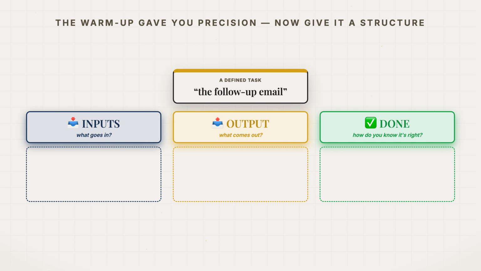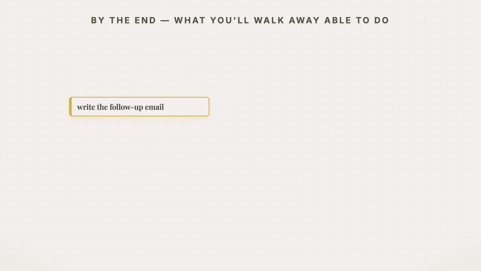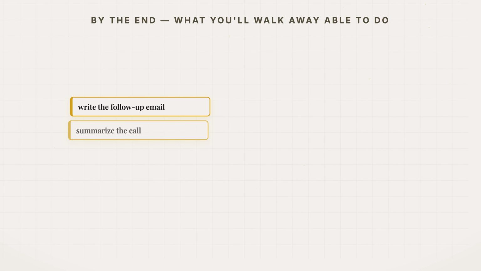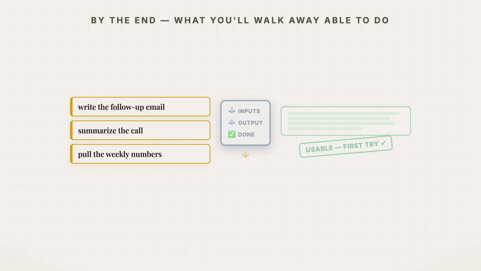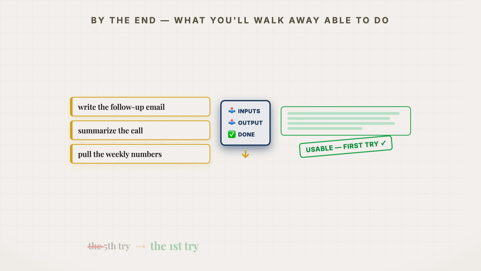Skip any one of them, and that one gap is exactly where the work goes wrong. Here they are: inputs, output, done. So here's what you'll walk away able to do. By the end of this, you'll be able to take any task on your list, write the follow-up email, summarize the call, pull the weekly numbers, and define it so completely that you could hand it to the AI or to a brand new assistant and get something usable back on the first try instead of the 5th.